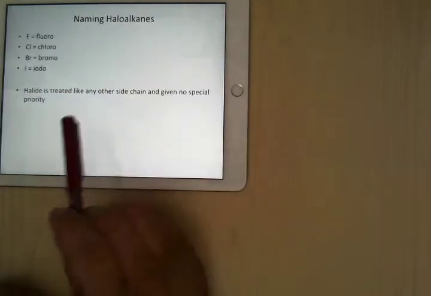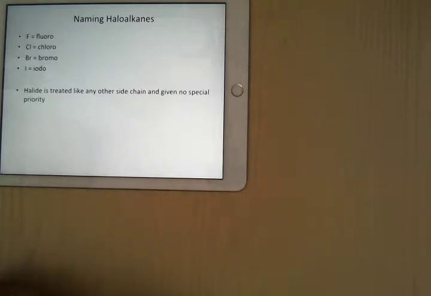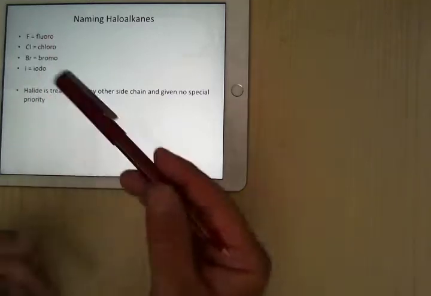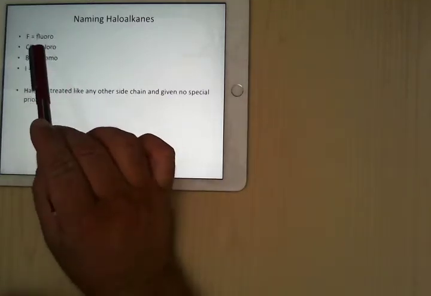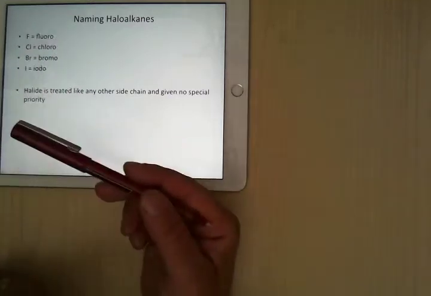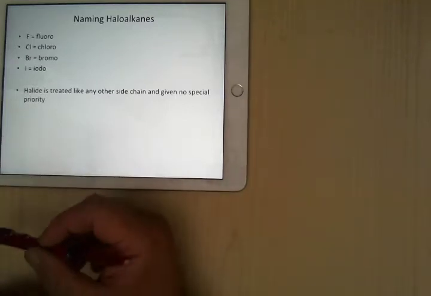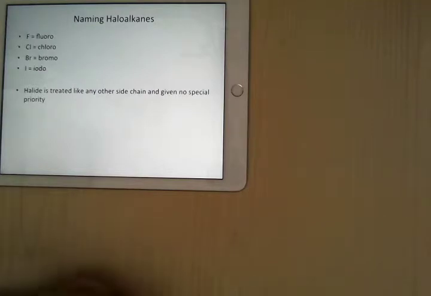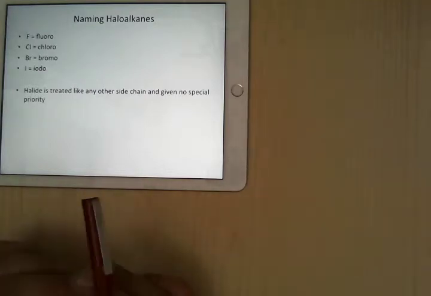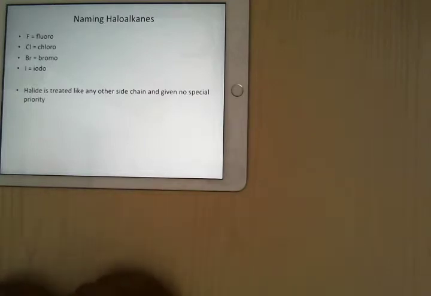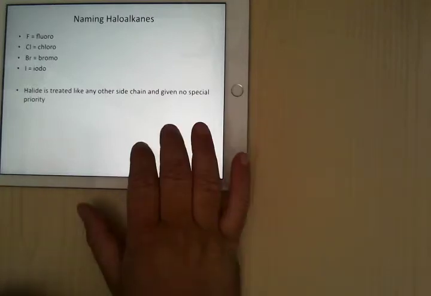So speaking of chlorine, naming haloalkanes: again we indicate it's a side chain. Instead of the -yl, we lop off the -ine and just add -o. So fluorine becomes fluoro, chlorine becomes chloro, bromine becomes bromo, iodine becomes iodo. So we treat halides just like any other side chain. There's no priority to it. We treat it just like a methyl group.